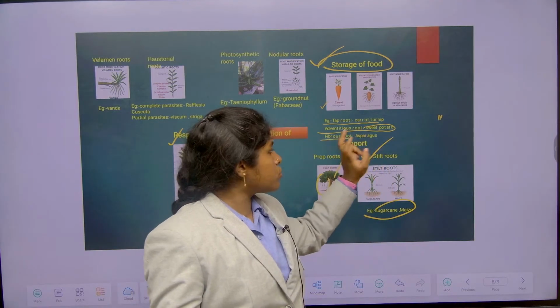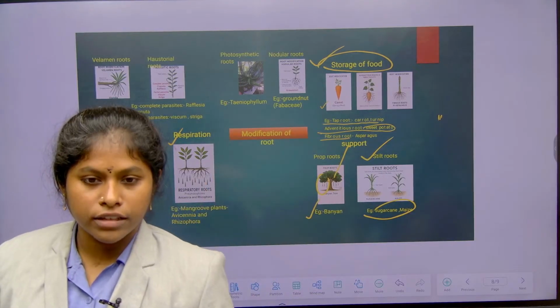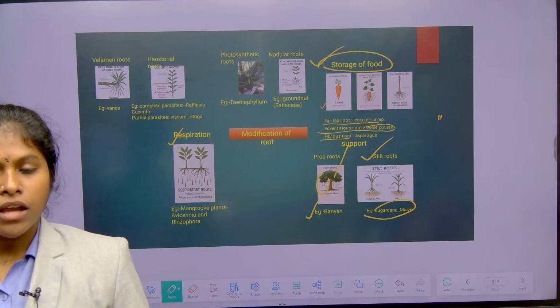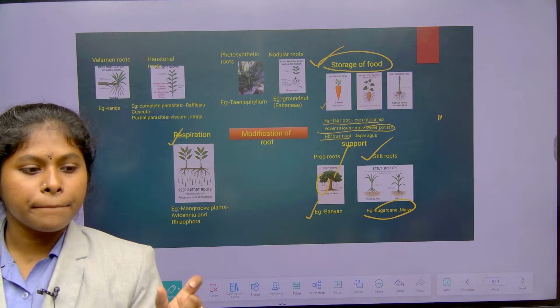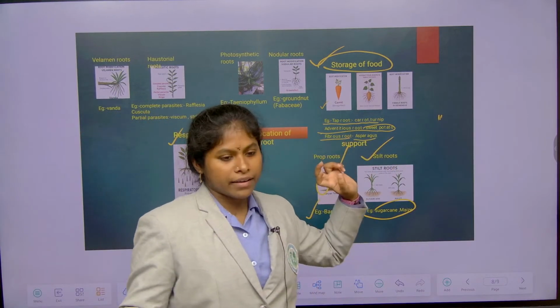Coming to fibrous roots. Fibrous roots means the primary root is short lived or long lived? Short lived, and it is replaced with numerous roots. Those numerous roots arise from the base of the stem. Very good. The example is asparagus.